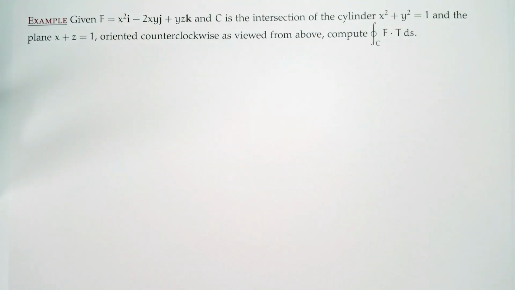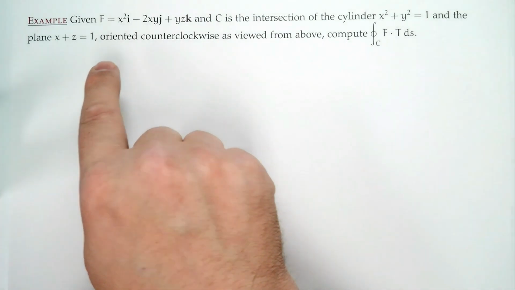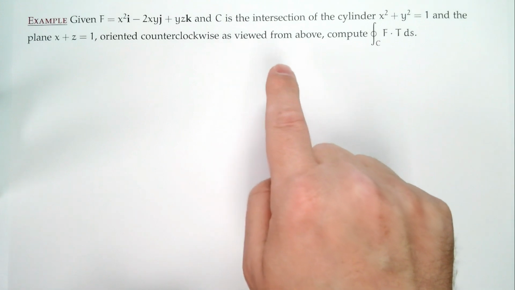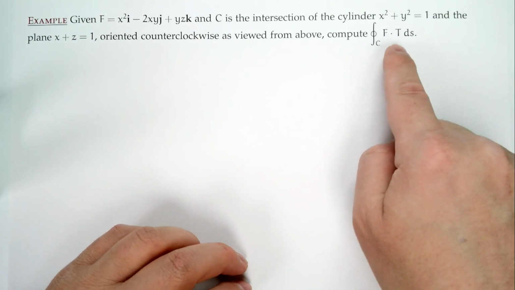Given that F equals x squared i minus 2xy j plus yz k, and C is the intersection of the cylinder x squared plus y squared equals 1, and the plane x plus z equals 1, oriented counterclockwise as viewed from above, compute the integral along the curve of F dot T ds.